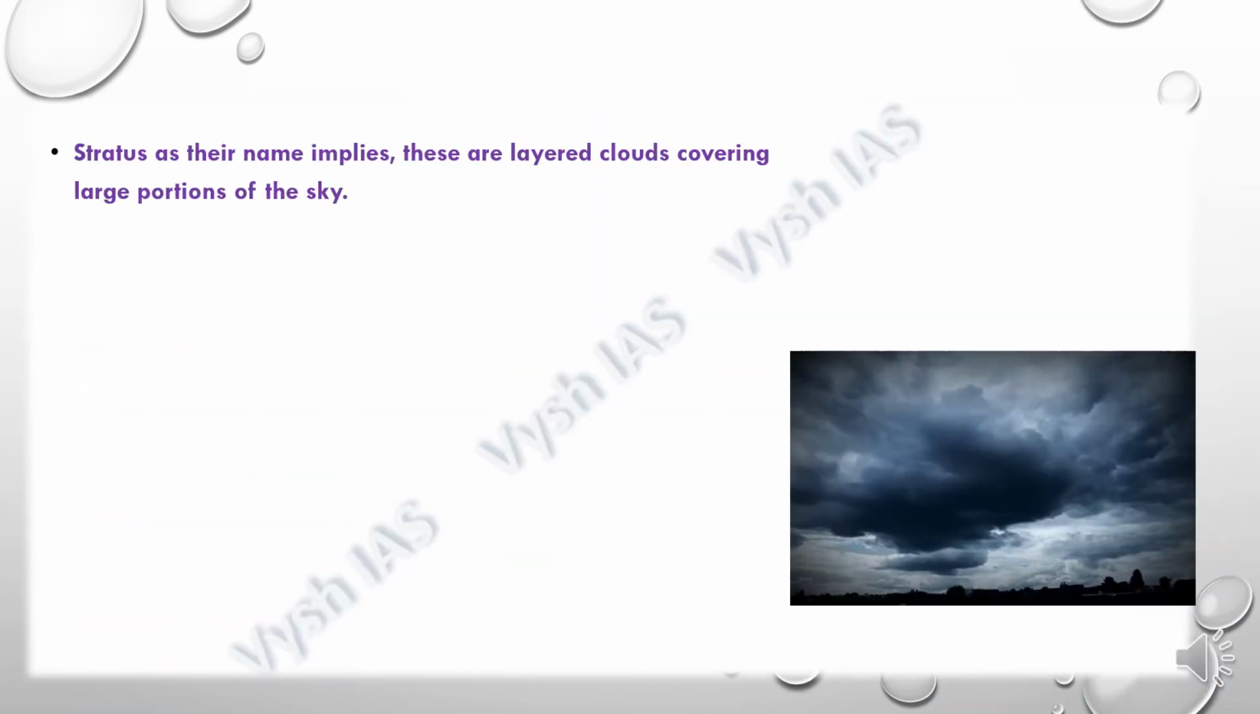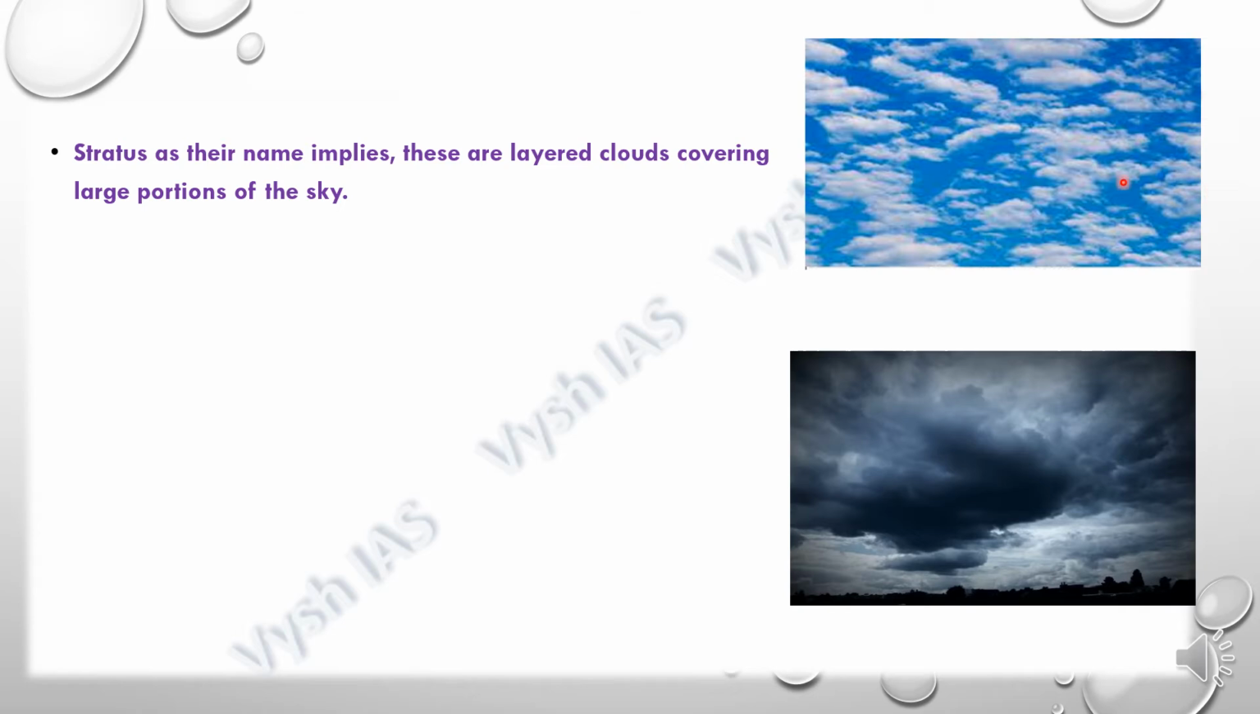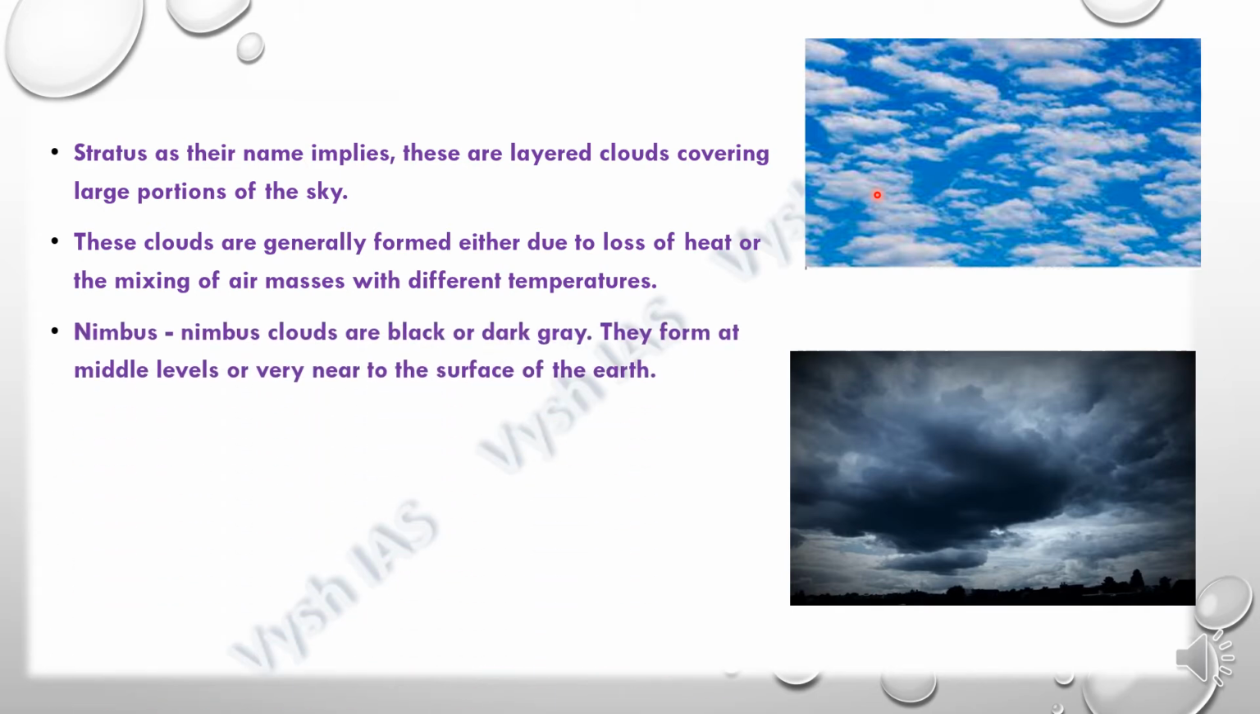Next we have the stratus. As their name suggests, they are layered clouds which cover large portions of the sky. So these are the stratus clouds. These clouds are generally formed either due to loss of heat or the mixing of air masses with different temperatures. So nimbus is the cloud which is over here.